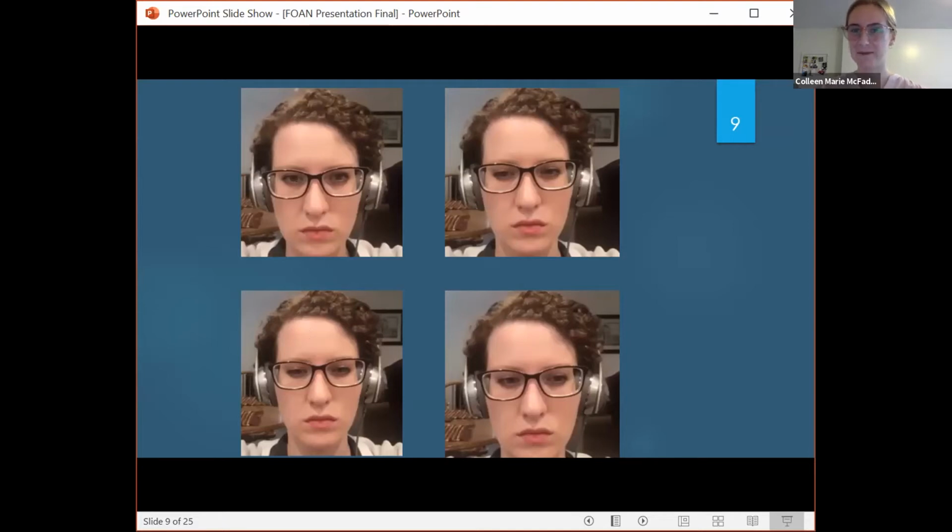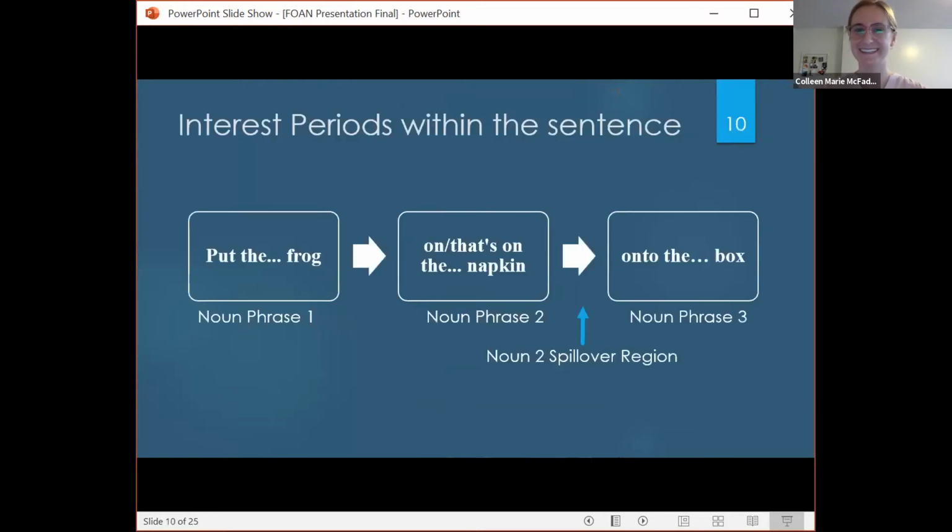When we analyzed the participants' eye movements, we did it frame by frame using ELAN to establish any patterns that might have existed. Also, when we presented the sentence to the participants, it was presented in 3 chunks, and we analyzed the eye movements following this chunk, or these chunks. So the first one, put the frog, that's on the napkin onto the box. And in our analysis, a 4th region of interest emerged. We call this the noun to spillover region.